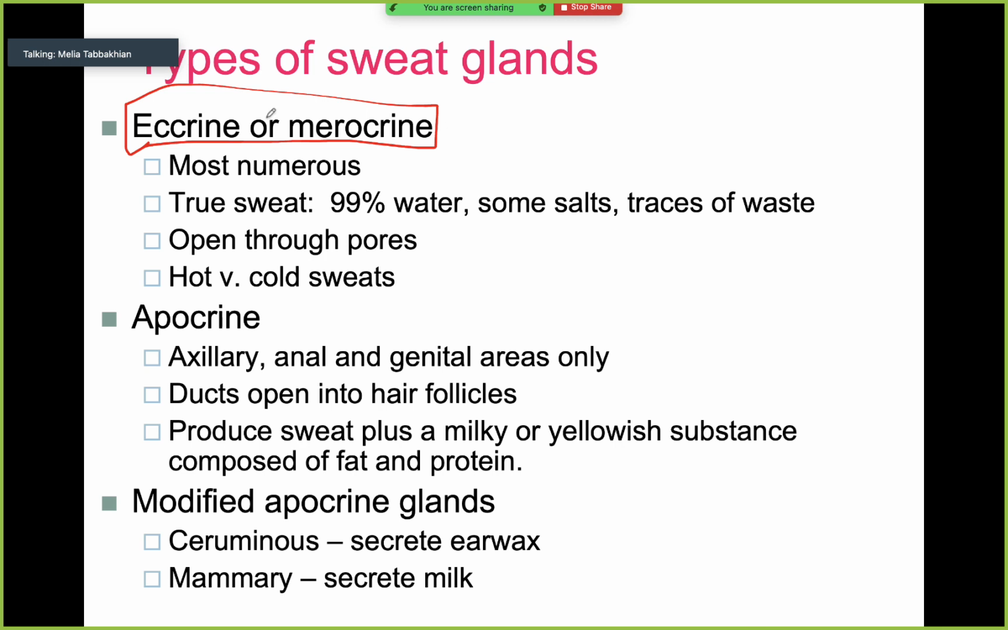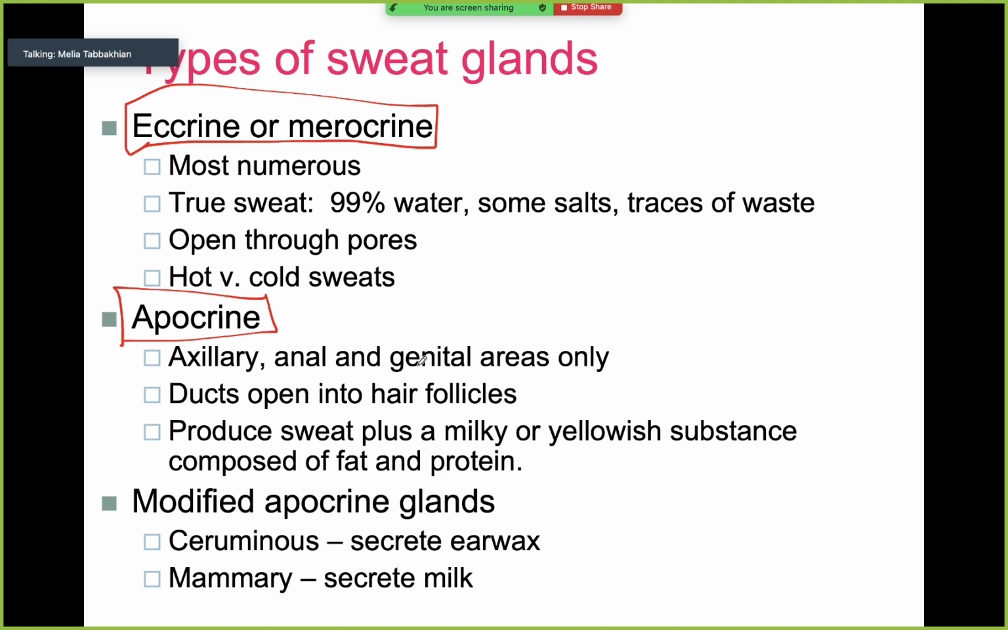These are the most common ones that are found all over your body, and they secrete mostly water, and it's not smelly sweat. This is just water and salt-based sweat. The apocrine sweat glands, those release smelly sweat. That's what you find in your armpit, the anal region, and the genital areas.